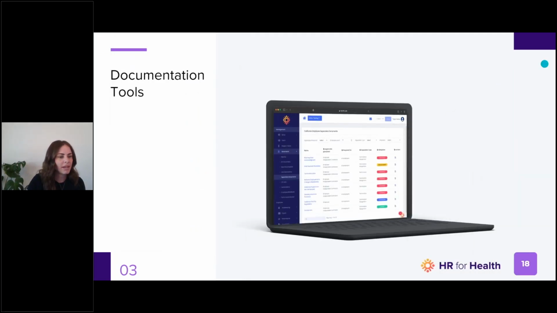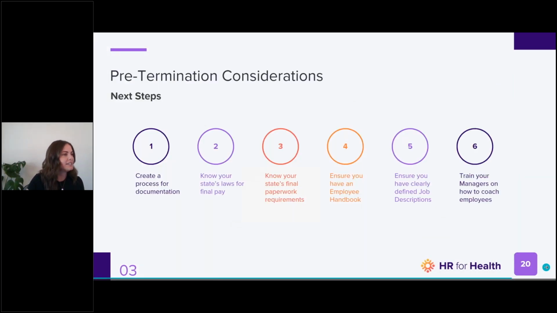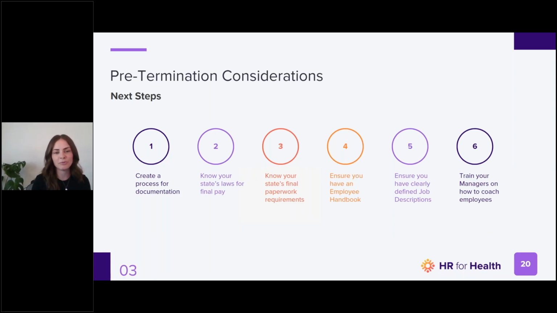Perfect. So we'll jump back into these slides. So some considerations. So what next? What do you need to do to make sure that you're protected moving forward? The first one is to create a process for documentation. So how are you going to document violations, performance reviews, conversations that you're having with your employee? Make sure that you have a plan that you can establish throughout your practice.